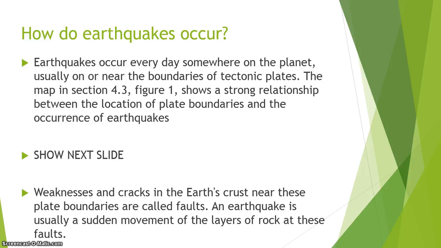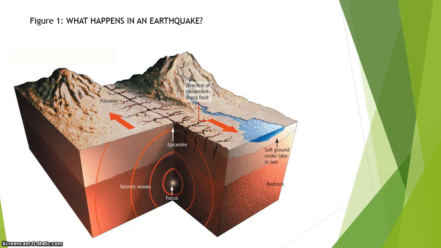Okay, so just jump into the last point there. Weaknesses and cracks in the Earth's crust near these plate boundaries are called faults. We also got introduced to that last lesson. An earthquake is usually a sudden movement of the layers of rock at these faults. Okay, so a movement of those faults causes an earthquake.